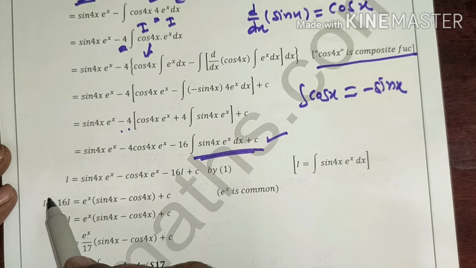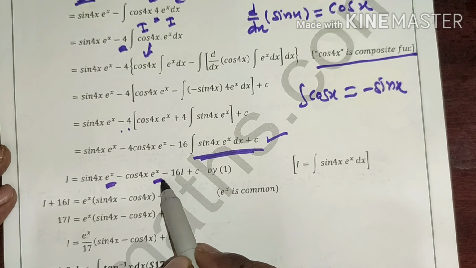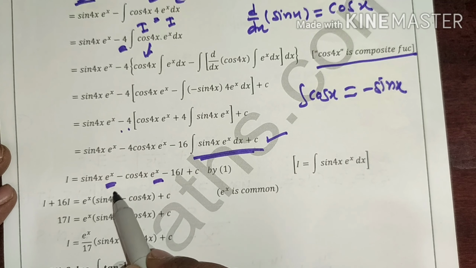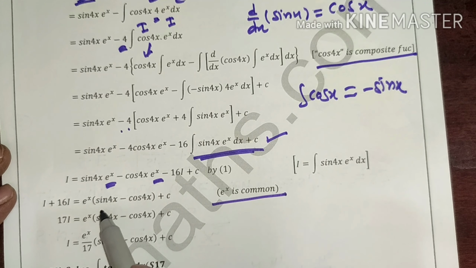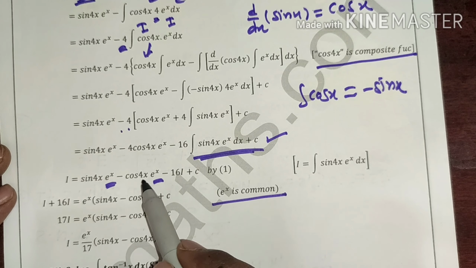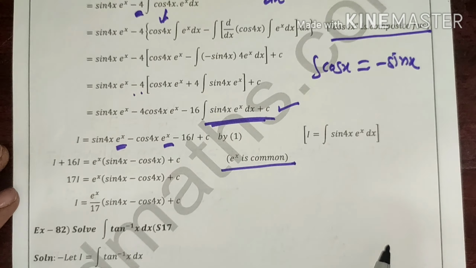Take minus 16I on the right side, so it becomes I plus 16I equal to e raised to 4x, which is in both terms, that's why e raised to 4x is common from both terms. sin 4x is remaining from the first term, cos 4x is remaining from the second term. I plus 16I is 17I, and this 17 goes to the divide side.